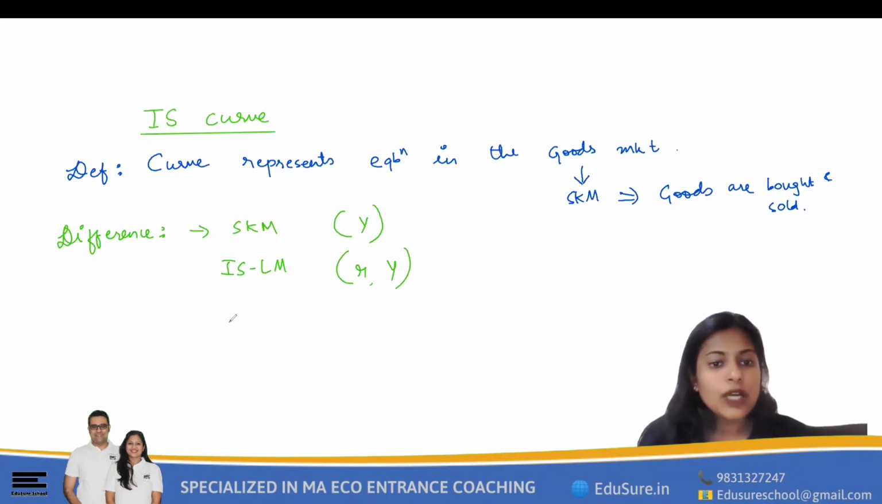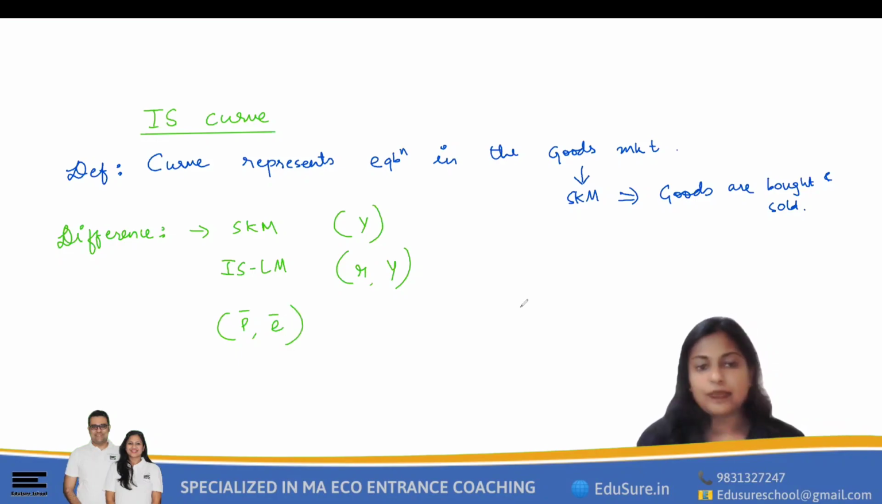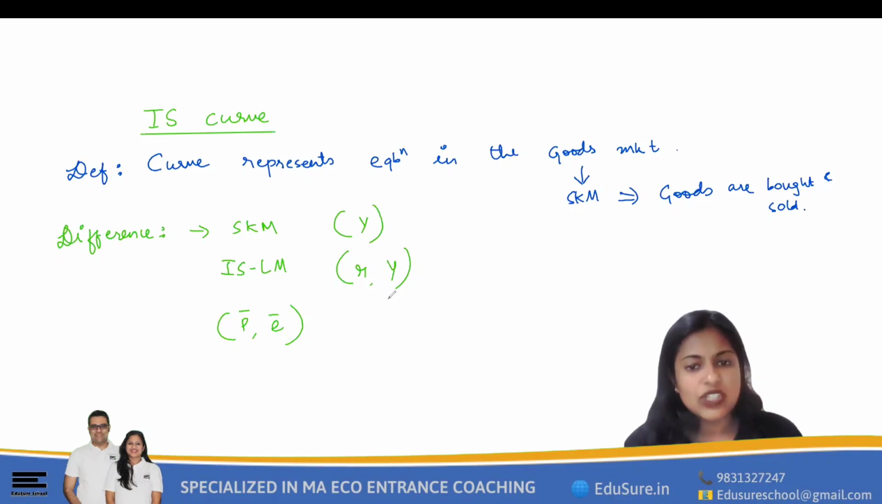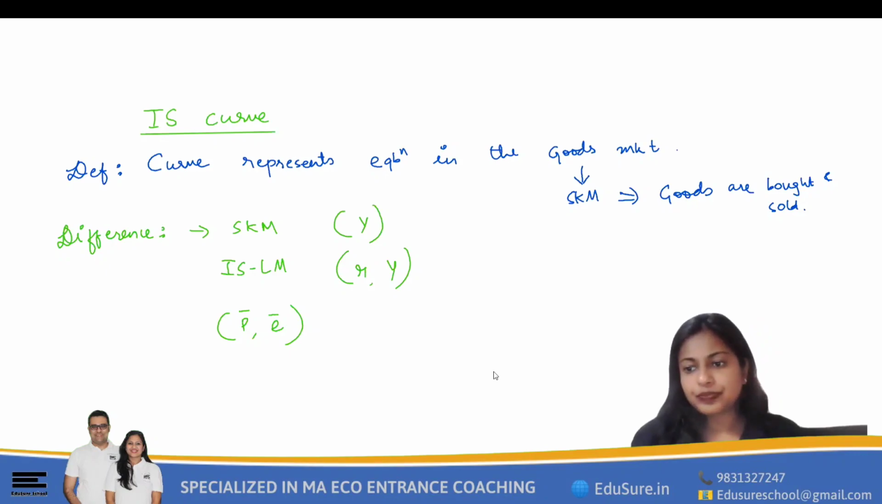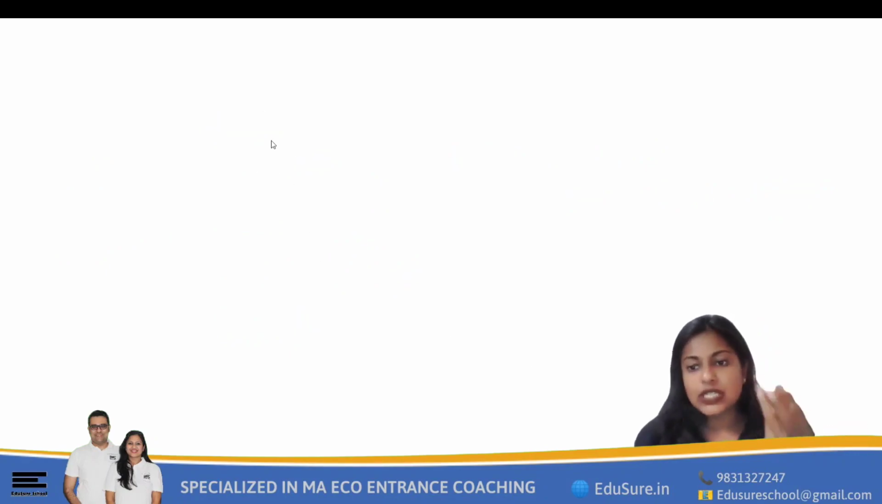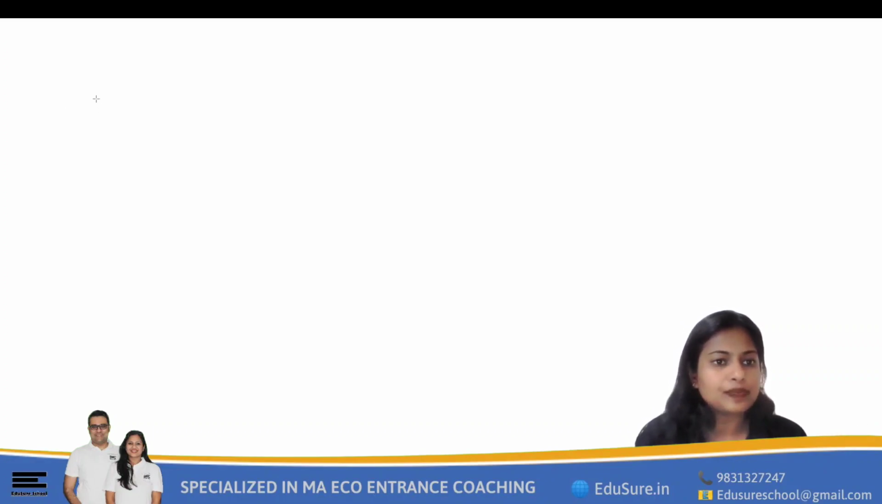The other variables like P and E, prices and exchange rate, are still kept constant, but the rate of interest and output are now variable. So we have an added dimension in the ISLM, that we have R as the rate of interest, which is variable. Now let's first derive the ISLM from the SKM. How are they different? Why are they different? What are we doing?